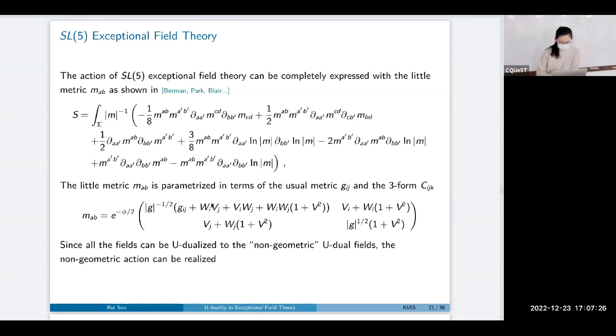I put it here because the U-dual redefinition of these vector fields and also the matrix gets all redefined or mapped after the anchor mapping, and then the whole action can be written in terms of the dual fields. So it can reproduce the dual action in the U-dual framework.